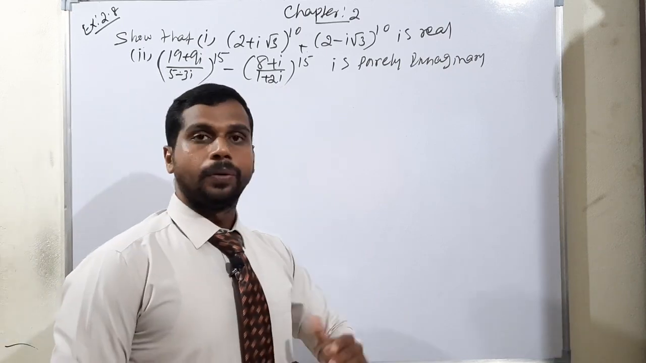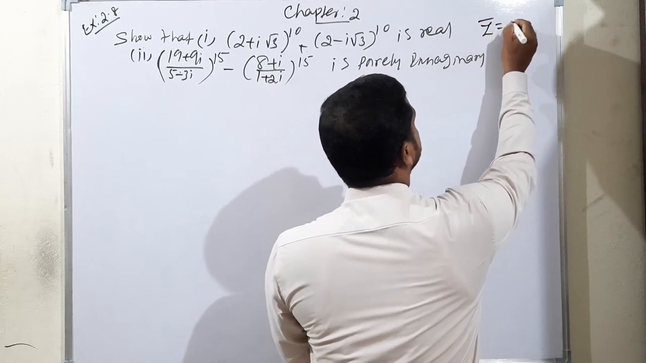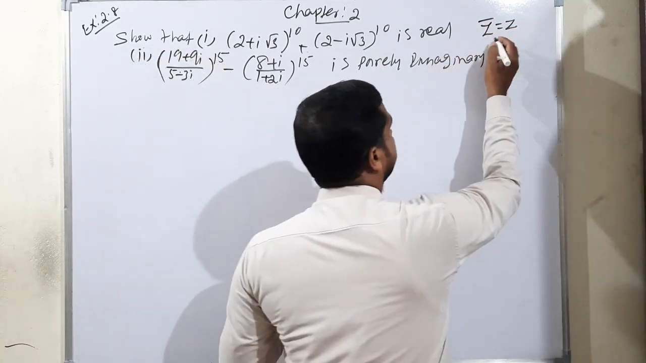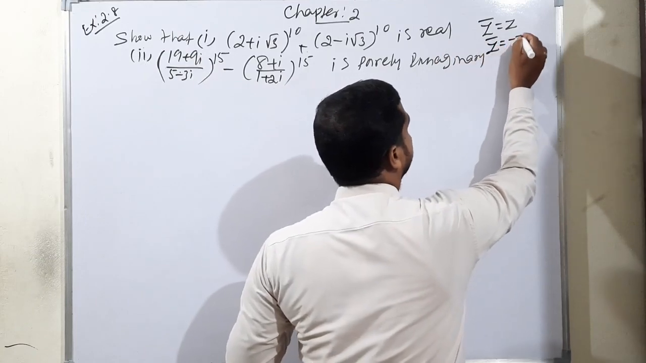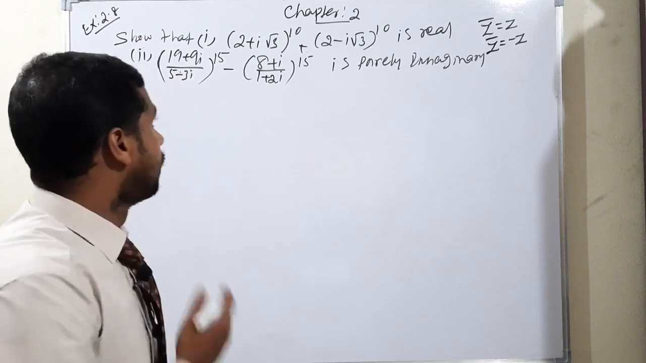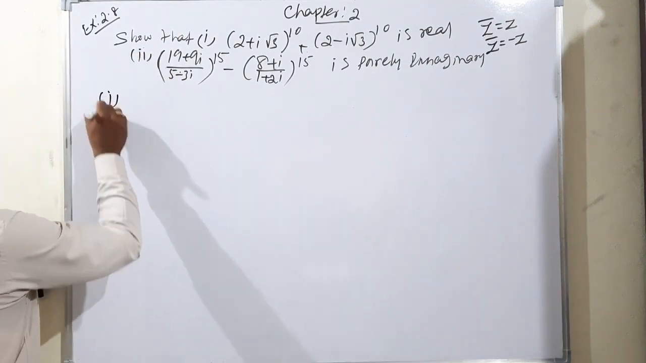What is the meaning of purely real? Purely real means Z bar is equal to Z. Then what is the meaning of purely imaginary? Z bar is equal to minus Z, that is called purely imaginary. So one by one we have to show. I am moving to subdivision 1.